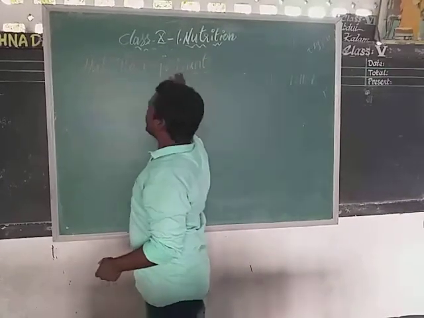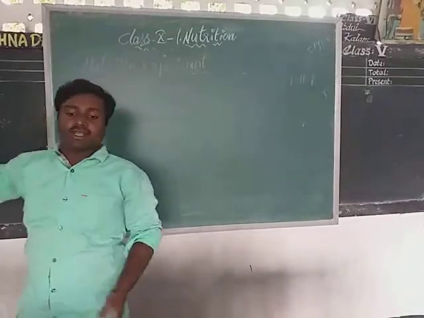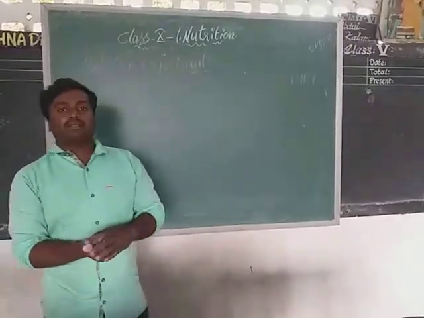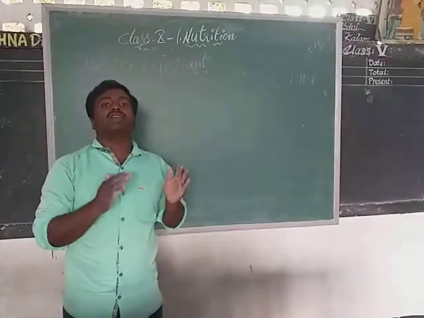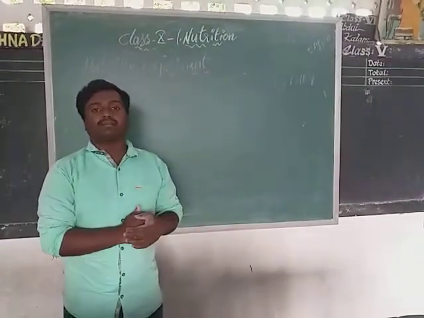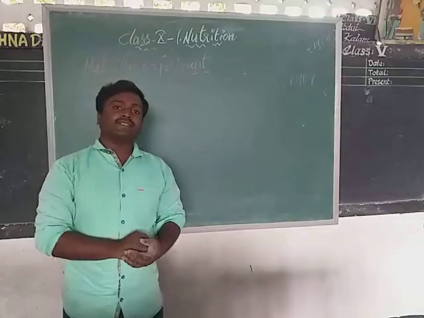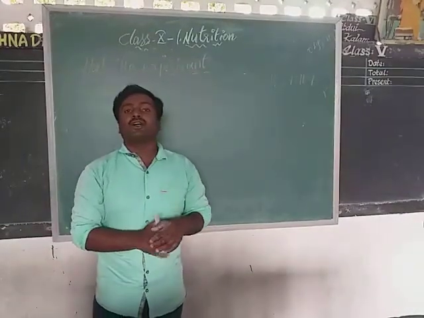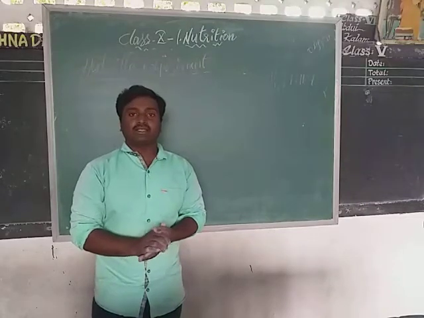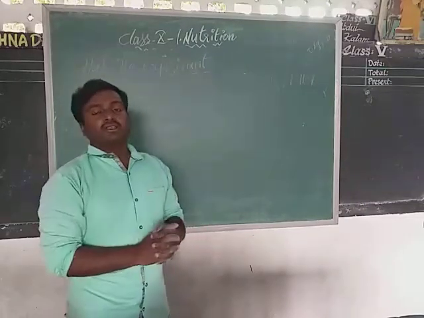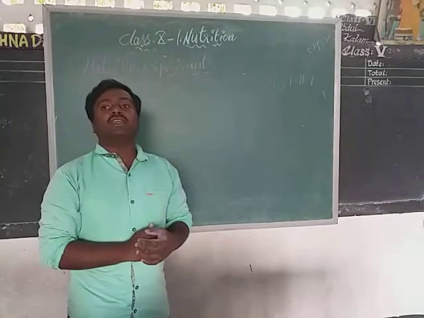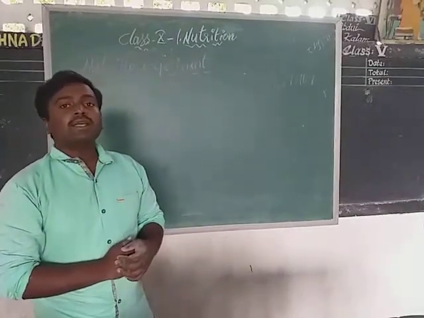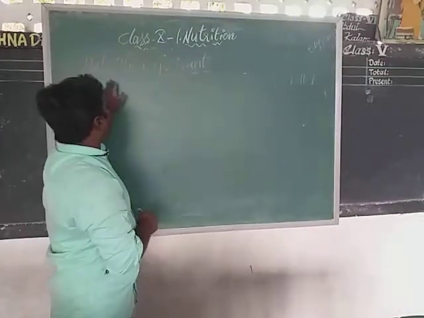Hydrilla plants. What is special about Hydrilla plants? Hydrilla plants are aquatic plants. Aquatic plants means these plants can grow in water. Some can grow in deserts. If some plants can grow in deserts, then they are called which plants? Xerophytes or desert plants. If they grow in water, then they are called which plants? Aquatic plants.